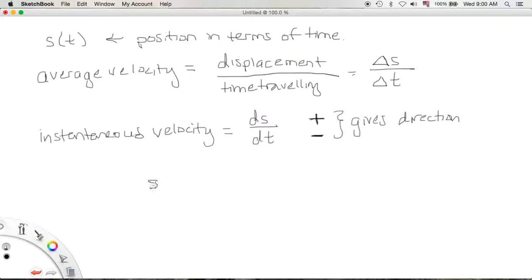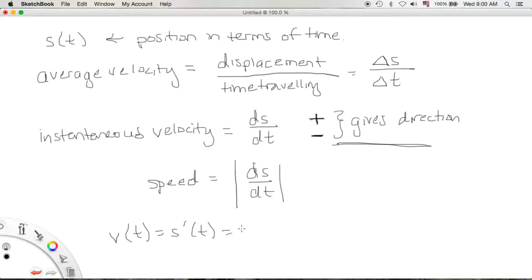Now, speed and velocity are a little bit different, because speed is the absolute value of the velocity. Okay, you don't have this direction. The direction is with velocity, not with speed. If you're taking physics, or you've taken physics already, then you've gone over all of this. So our velocity function is written v of t, and it's the derivative of the position, which you can also write with a differential notation, ds dt.